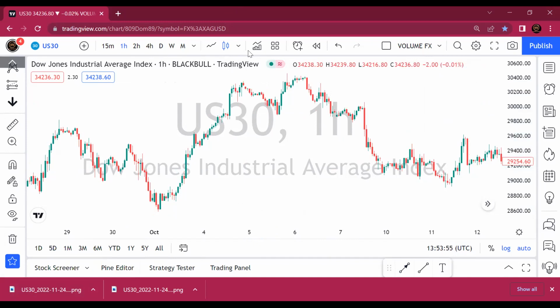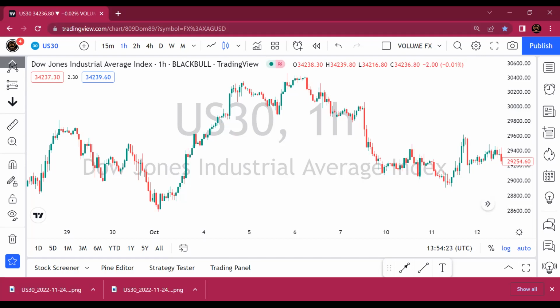Remember, we are remaining with one pattern. Before now, I will show you how to draw support and resistance. After I show you how to draw support and resistance, I want you to do your homework. What I've taught you: we started with the bullish engulfing. We went to the bearish engulfing.